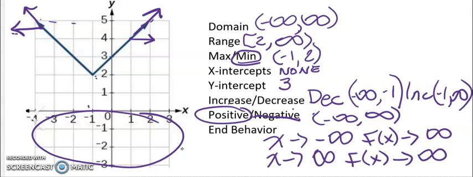So that's a review of what's on the test. Go back through it, look at your review sheet, make sure you've answered everything correctly.